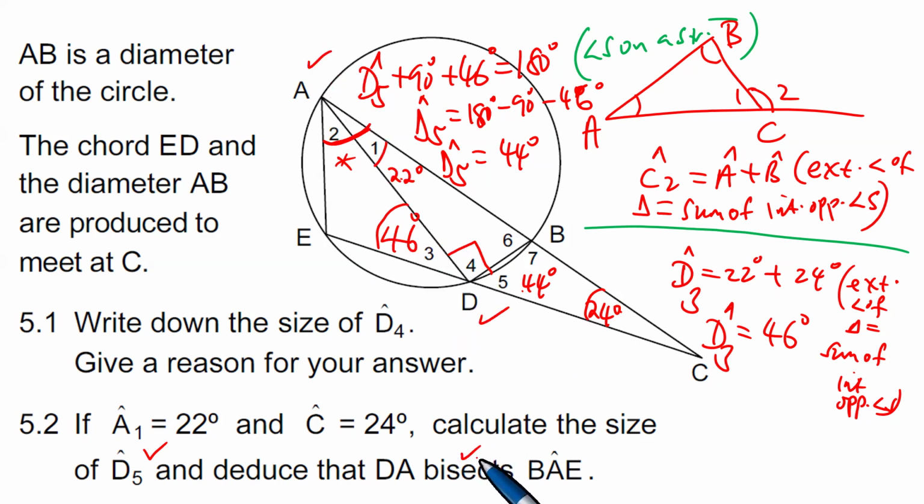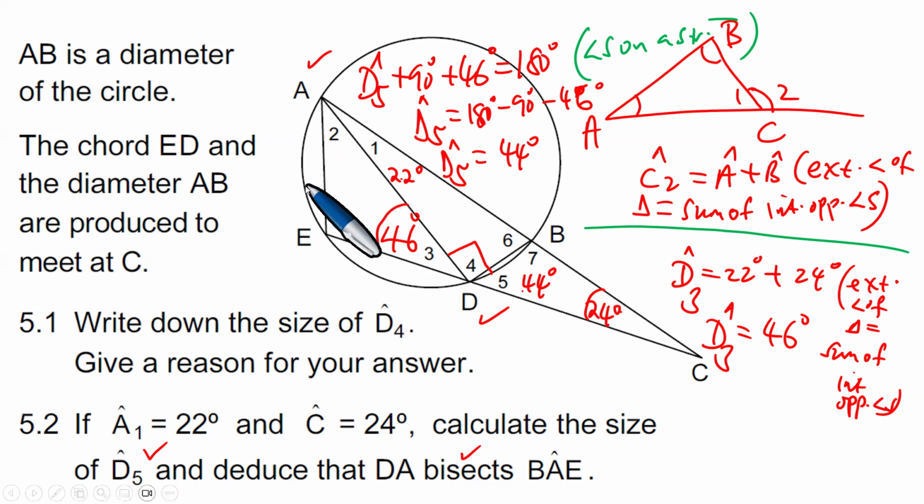To bisect is to divide into two equal parts. So we just need to establish that this angle is equal to this. We need to show that A1 is equal to A2. But you already know that A1 is how many degrees? It's 22 degrees. So it remains to show that A2 is also 22 degrees. So how do we show that A2 is also 22 degrees?